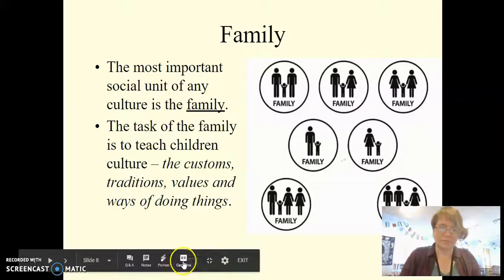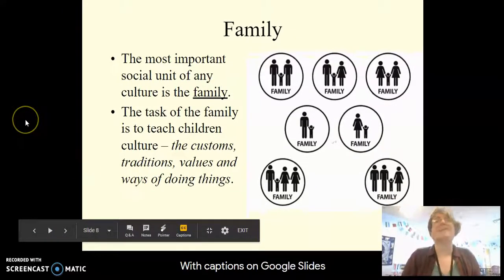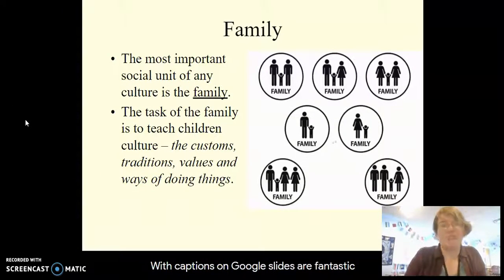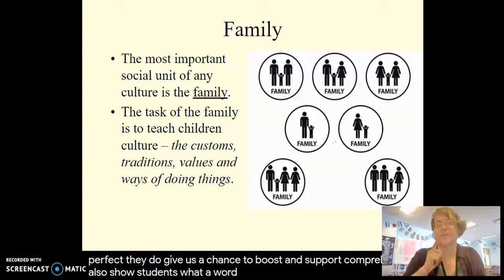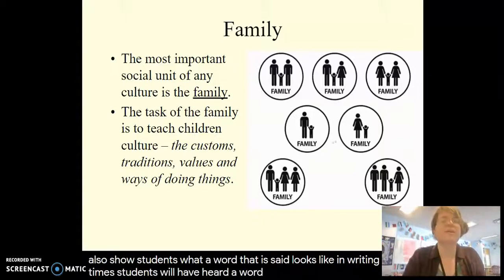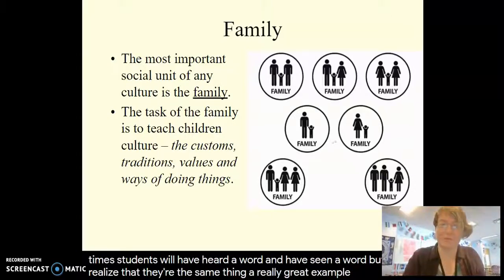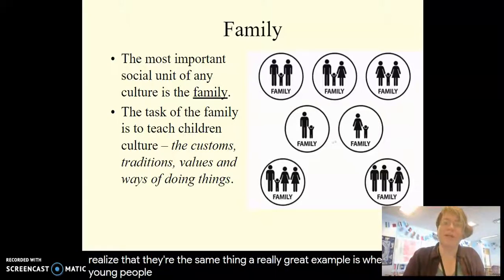So once again, closed captions on Google Slides are fantastic. Though they are not perfect, they do give us a chance to boost and support comprehension. They also show students what a word that is said looks like in writing. A lot of times students will have heard a word and have seen a word, but not realize that they're the same thing. A really great example is when young people often read the word Socrates, but say the word Socrates.